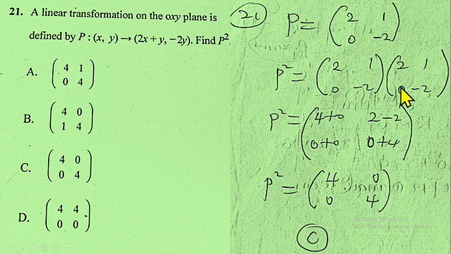Also 0 times 2 will give us 0, and minus 2 times 0 will give us 0 as well, plus 0. Also 0 times 1 will give us 0, then minus 2 times minus 2 will give us plus 4. So 4 plus 0 is 4, 2 minus 2 is 0, 0 plus 0 is 0, and 0 plus 4 is 4. So that means P squared will give us [4 0; 0 4]. As you can see, option C is the correct option for question number 21.